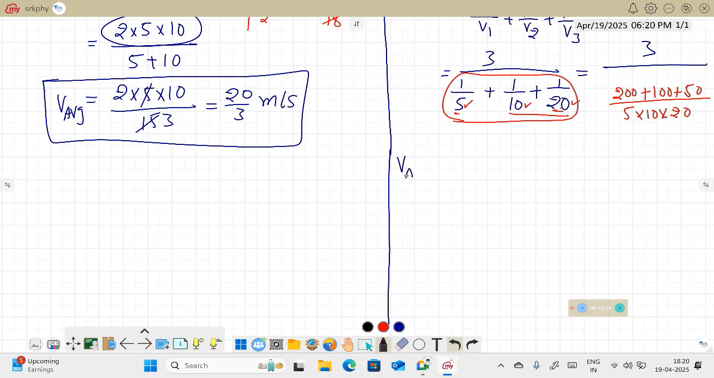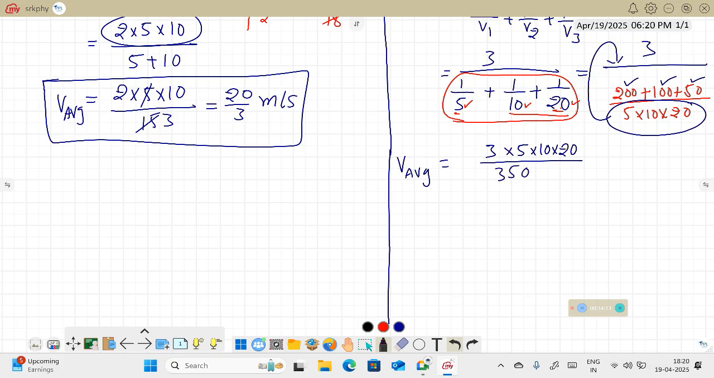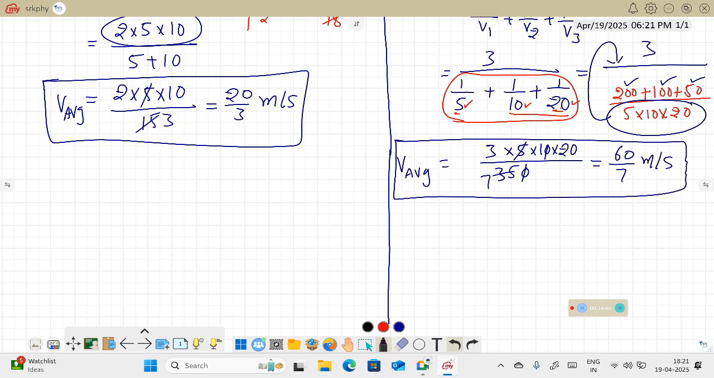Next, V average is equal to. Now calculate it. This is 3 into this denominator will go to the numerator. Yes or no? The denominator of the denominator becomes the numerator. That is 3 into 5 into 10 into 20 by the denominator, already 200 plus 100 plus 50. How much? 350. But don't multiply the numerator always, so that the calculation becomes faster. Now this 0 I can cancel. This is 5 sevens, 5. Now 3 into 20, 60 by 7 meter per second. This is the way you can compute the answer faster compared to other methods. If you multiply all the values, it will take a long time to compute. If the answer is in terms of decimals, you can convert to decimal in the last step, 60 by 7.